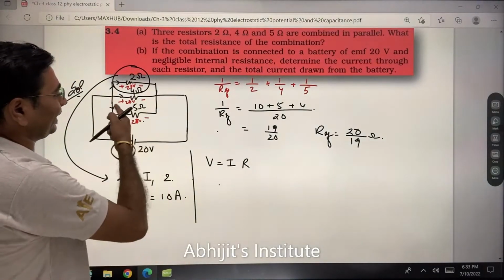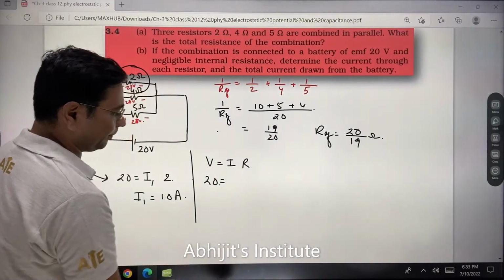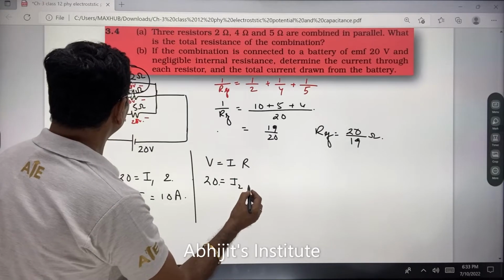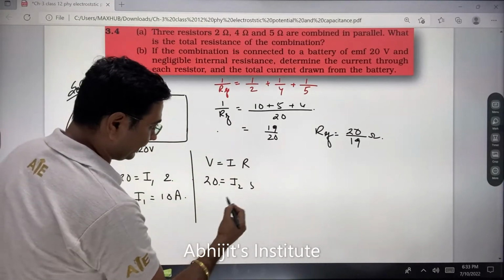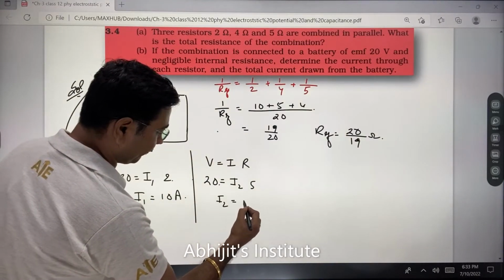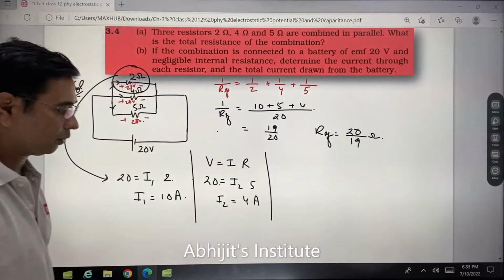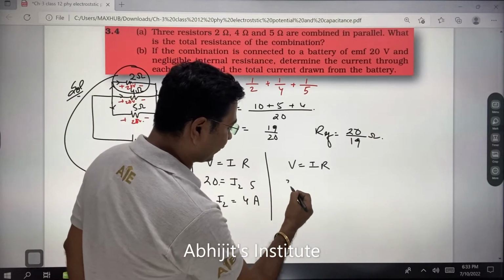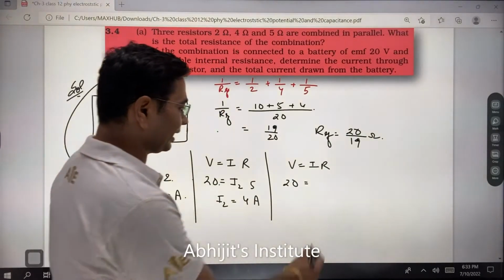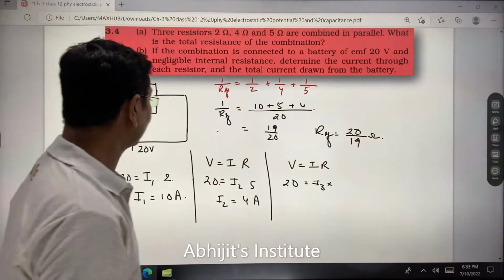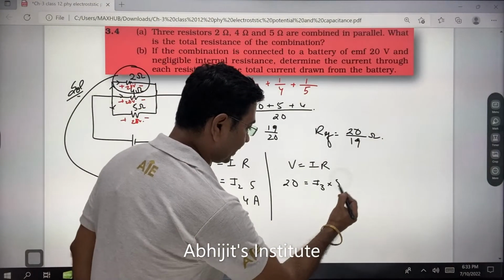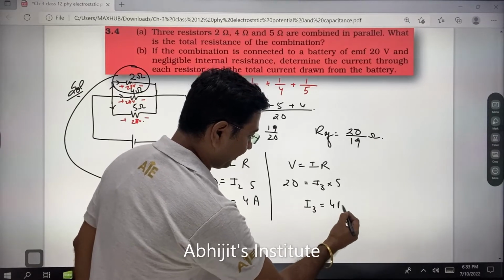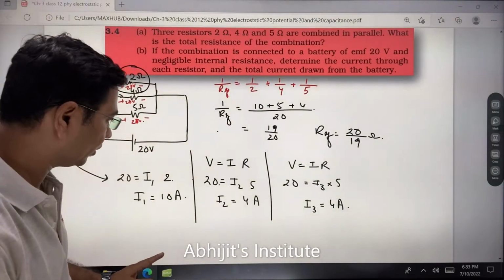If you go to the second one, again V is equal to IR, so the voltage remains the same since it is connected in parallel, and the current I don't know, let's call this I2, and the resistance over here is 5, and therefore my answer is 20 by 5, which produces 4 amperes. And the last one, again V is equal to IR, and again we have 20 in parallel, the current is unknown, that is I3, and the resistance over here is 4 ohms.